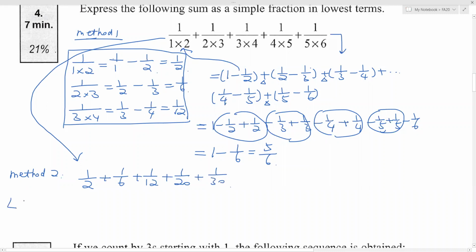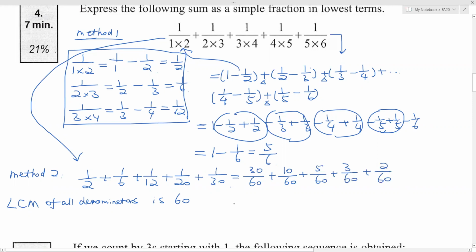And they find the least common multiple of all the denominators is 60. So then they say, okay, 1/2 is 30/60, and 1/6 is 10/60, so on and so forth. So they keep doing that. That works too. And finally, they added everything up. 30 plus 10 plus 5 plus 3 plus 2. So they have 50/60, and that's just the same as 5/6.